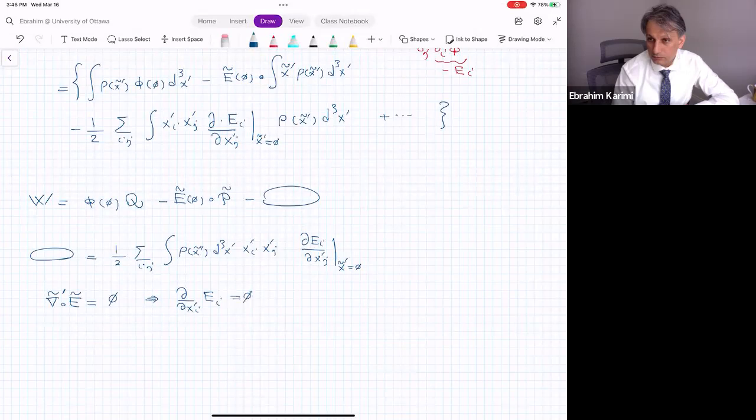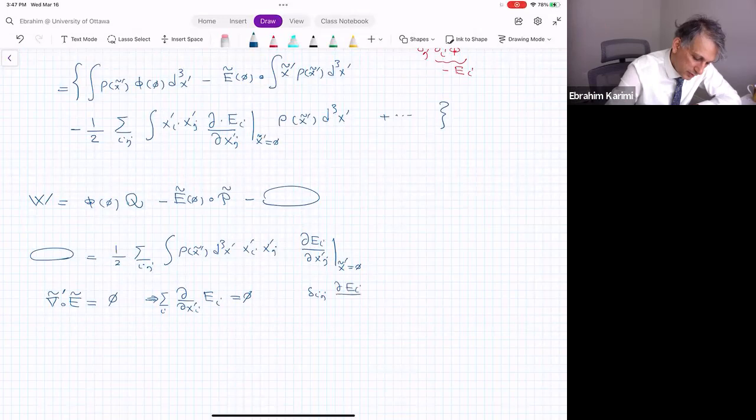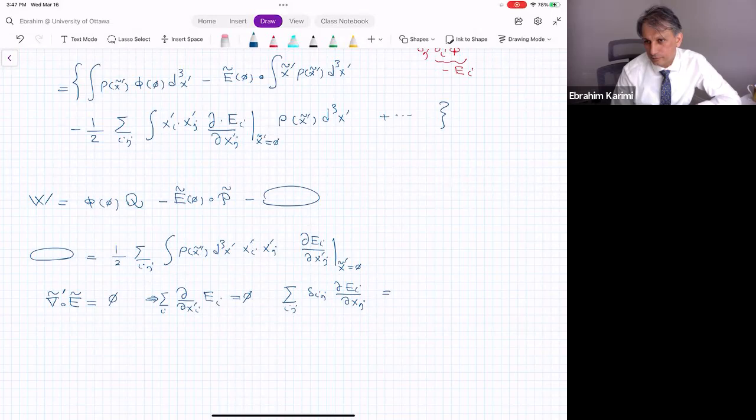That's a summation, of course. Usually I'm using the Einstein notation, so I don't write the summation. So let's write it in this way: delta of ij, derivative of E i with respect to x j, summation over i and j. What's the value? Zero. Everywhere the delta will be zero except the case that i is equal to j. So these two are essentially identical, nothing more than that.